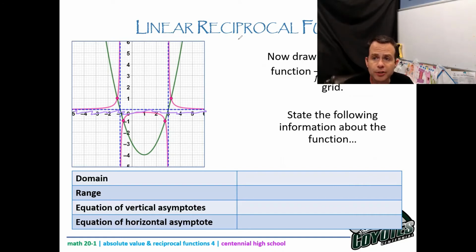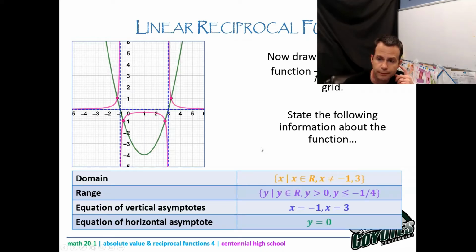Okay, equation of the asymptotes. For the vertical asymptotes, we've got x equals -1 and x equals 3. And for the horizontal asymptote, we've got y equals 0. Okay, so here is all the information we just said.